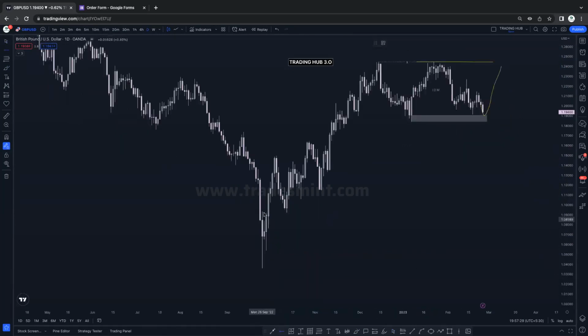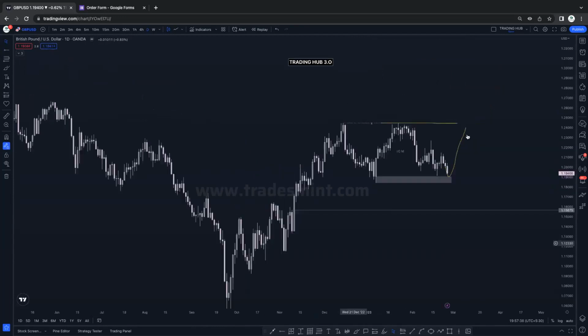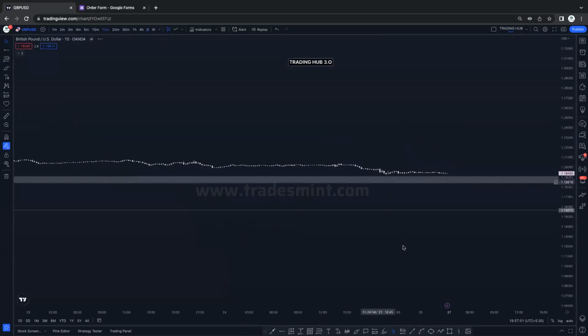Another one is here, which is already mitigated. Everything is mitigated here, this one. Now let's search again in a lower time frame to see exactly what is happening here, because as a day trader we need to understand what is happening in a lower time frame, in the 15-minute time frame.